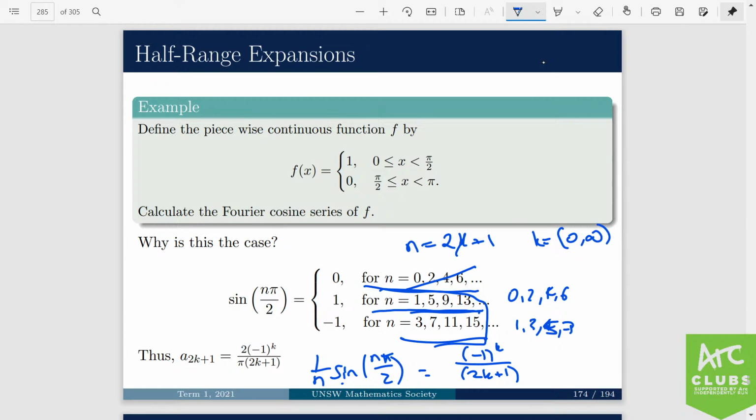So the n is only going to be an odd number. So we put in this 2k plus 1, and then when we put the 2k plus 1 in here as well, that tells us that we've got minus 1 to the power of k. Cool. And then when we resolve all of that, we get a_n, but now n is 2k plus 1, is this expression here. So that's how we find a_n, which is no longer a_n.